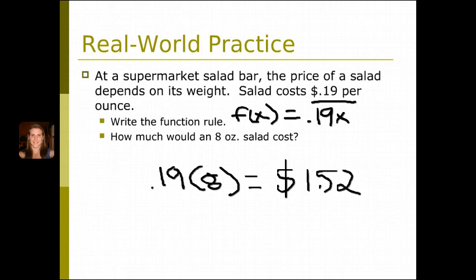And to review, if the salad costs 19 cents per ounce, then the function rule f of x would equal 0.19 times x, or the ounces. To use the function rule for an 8-ounce salad, we would use 0.19, and instead of our x value, we would put in 8. Times it by 0.19 gives us $1.52 for the salad.